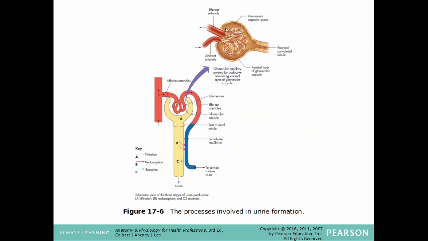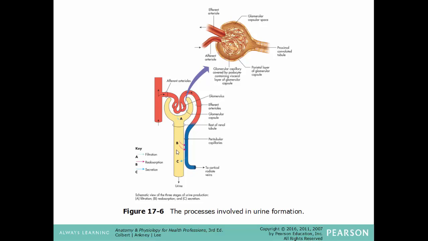Alright, we're focusing just on one glomerulus here. It's a tangled mass of very permeable capillaries. The Bowman's capsule that surrounds it is ready to catch the filtrate. You have blood going in the afferent arteriole. Whatever gets caught goes down to the proximal convoluted tubule. Whatever doesn't get filtered out will remain in the blood vessels and will leave the structure through the efferent arteriole. So that takes care of part A in this image, the filtration.